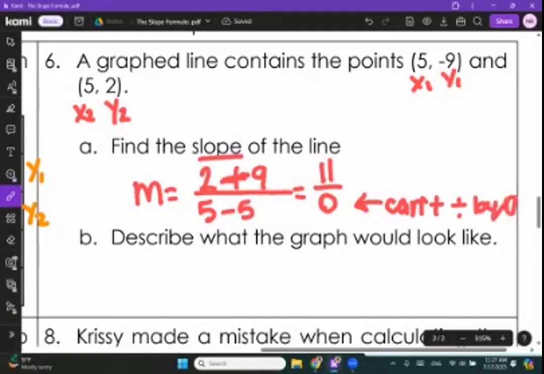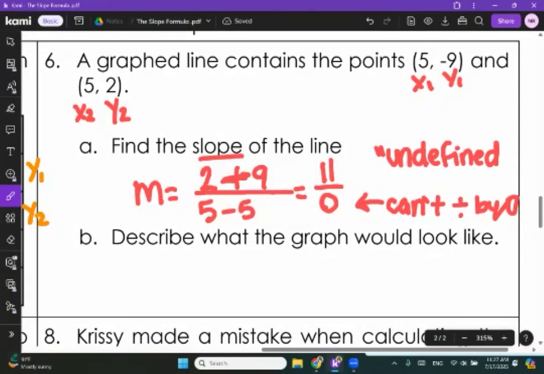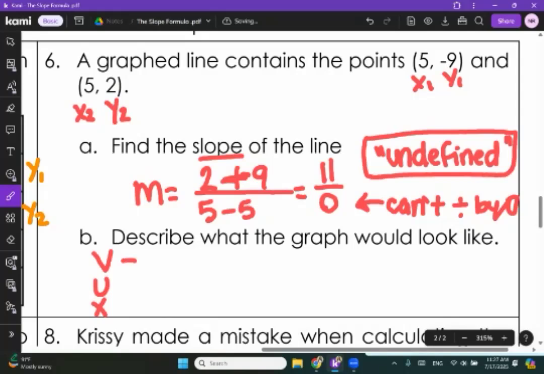Because we cannot divide by 0, what does that mean? That our answer is actually undefined. So it says describe what the graph would look like. Well, whenever we think of undefined, you should be thinking vertical, right? So what would the line look like? It would be a vertical line that has an undefined slope.